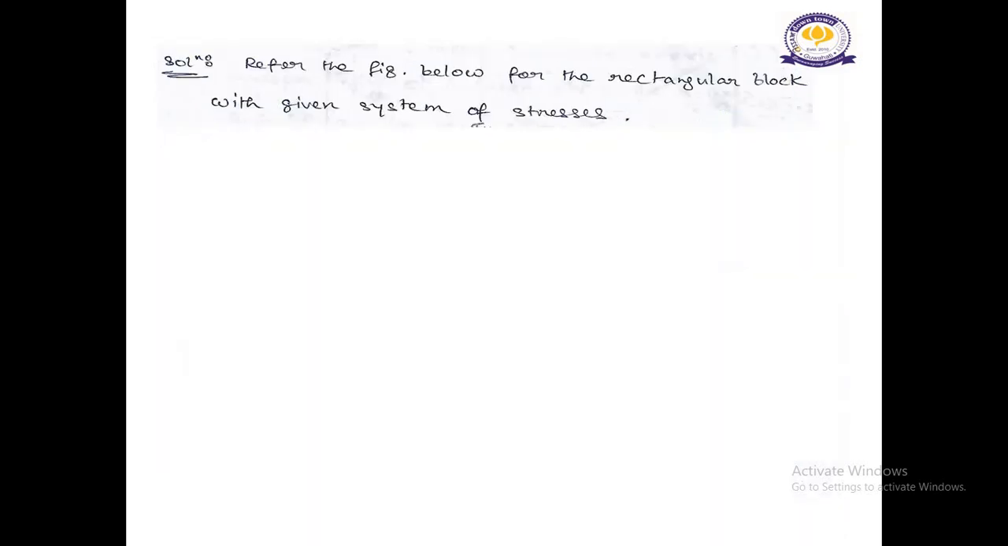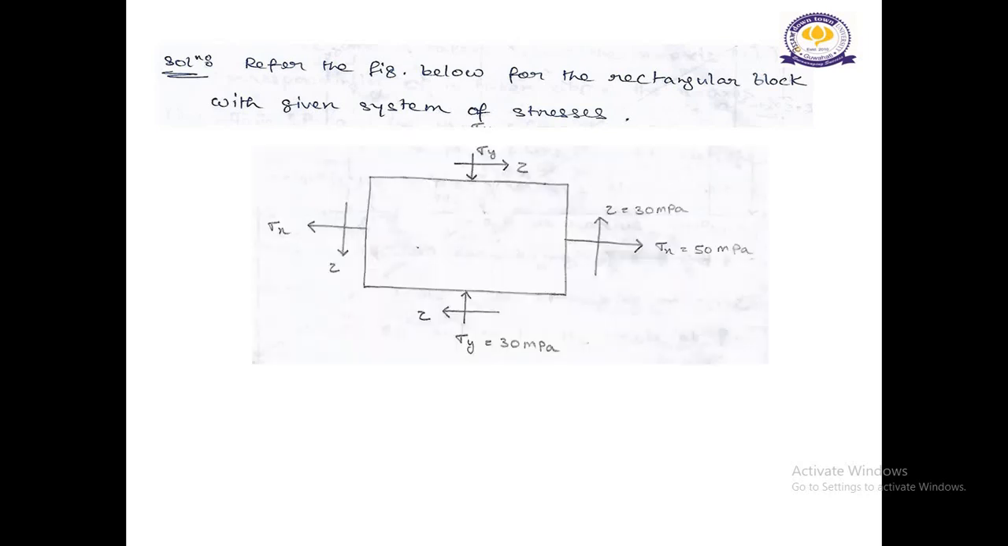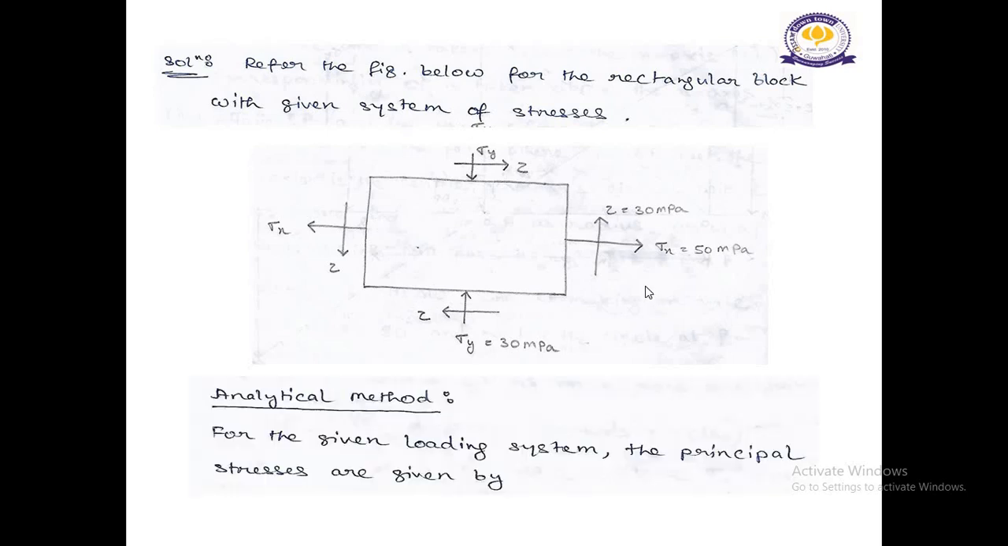Now let's come to the solution. Refer to the figure below for the rectangular block with the given system of stresses. This is the figure that has been talked about. Here it is a rectangular block with sigma x equal to 50 megapascal on both sides, sigma y is 30 megapascal, and tau is given as 30 megapascal. First let us solve by the analytical method.